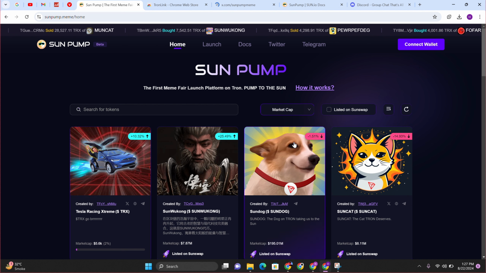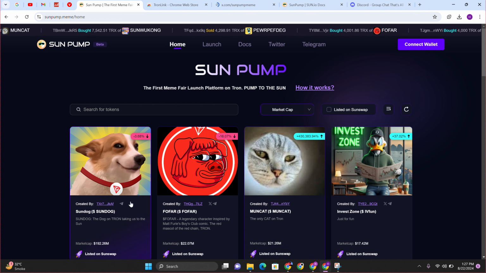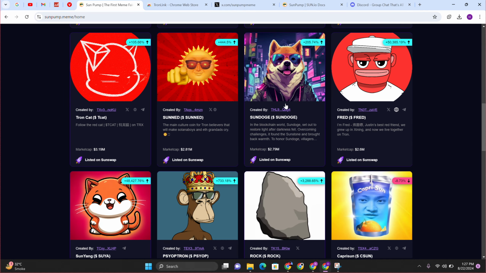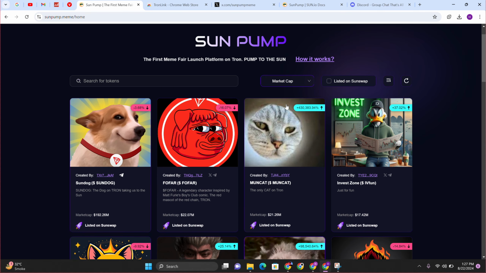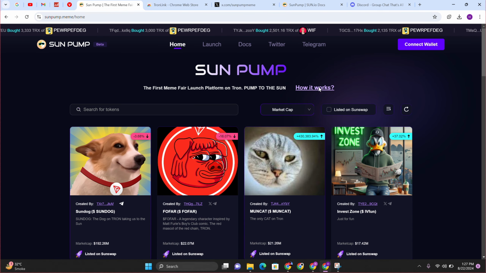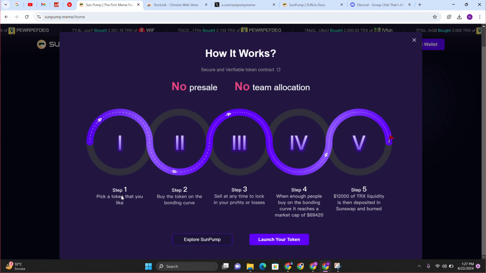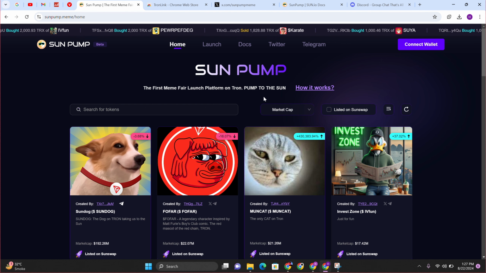So you can still filter this by the market cap. You'd see tokens with the highest market cap. SunDog is highest here on Tron at the moment, with a market cap of $192 million. These are lots of other crypto tokens here that are on Tron. So yeah, anyone can launch. If you click on here, you'd see basically how it works. No pre-sale, no team allocation. Pick a token that you like, buy the token on the bonding curve, sell at any time to lock in your profits. This is basically how it works.